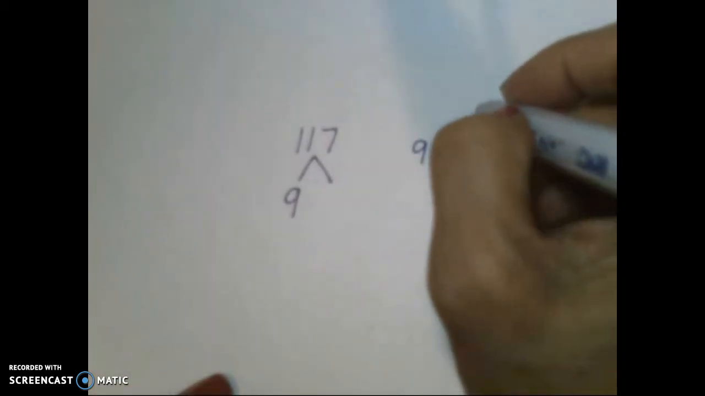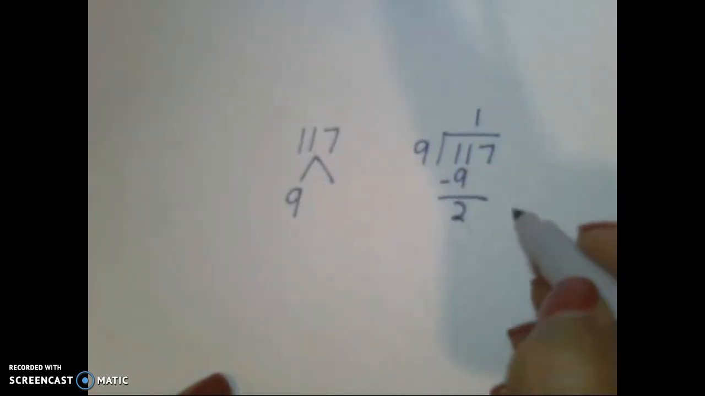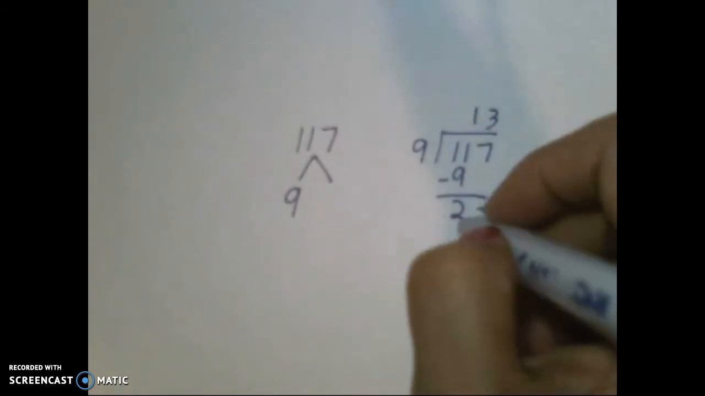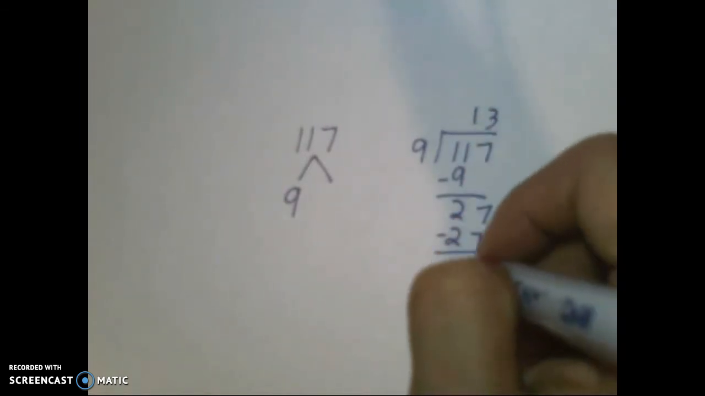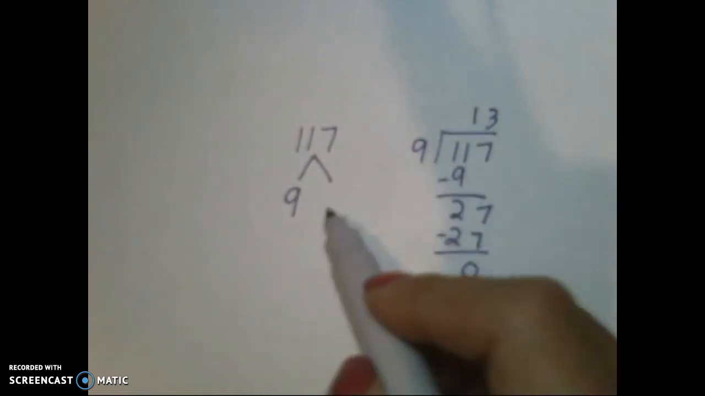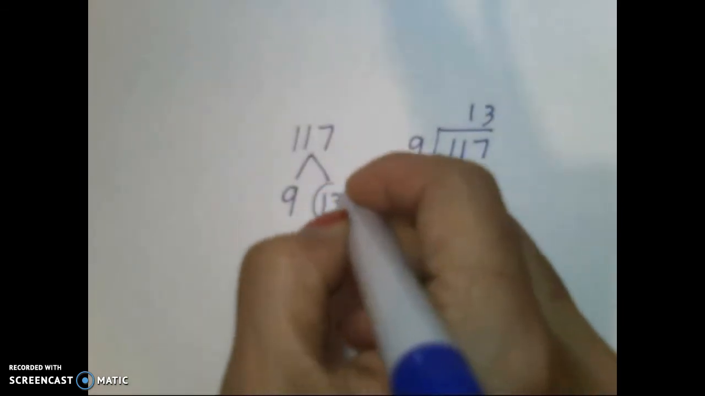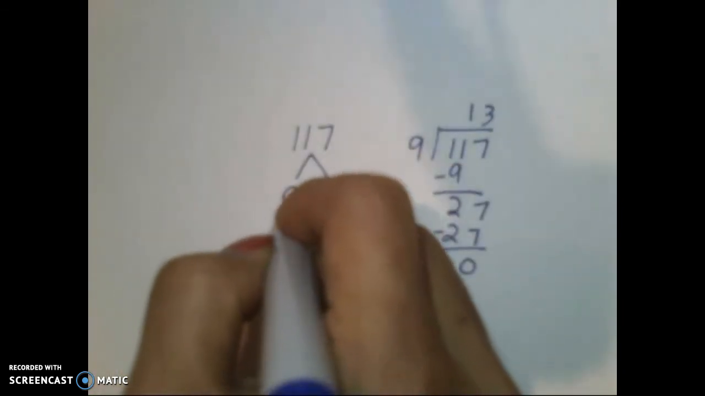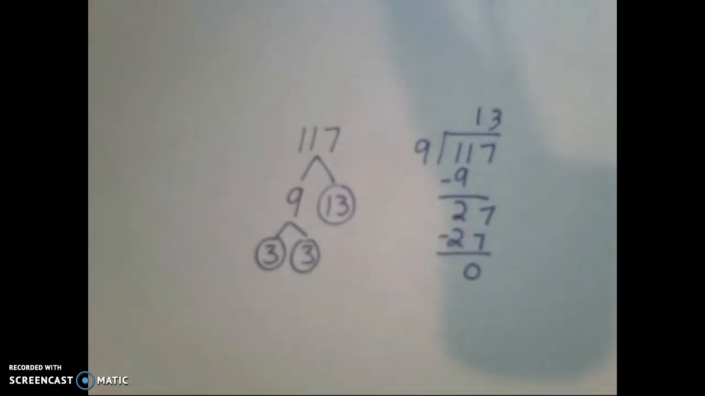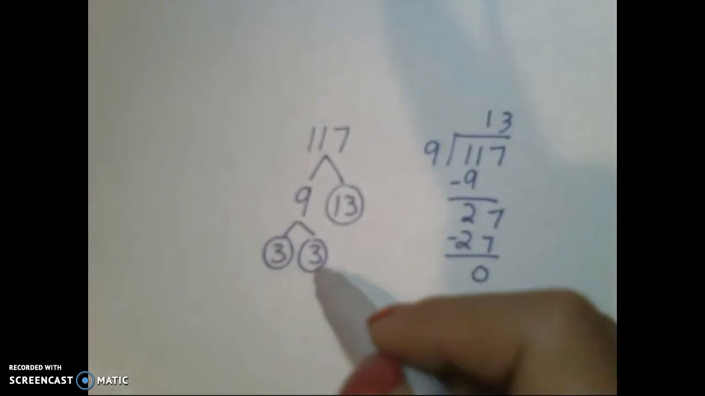So 9 goes into 11 one time. That's 9. I'm going to subtract and bring my 7 down. And then 9 goes into 27 3 times. So that tells me that it works. I know 9 times 13 is 117, so I'm going to write that down. Then 13 is prime, and I still have 3 and 3. These are all my prime numbers. If I look at this prime factorization, I know that the greatest perfect square in this set of numbers is 9.